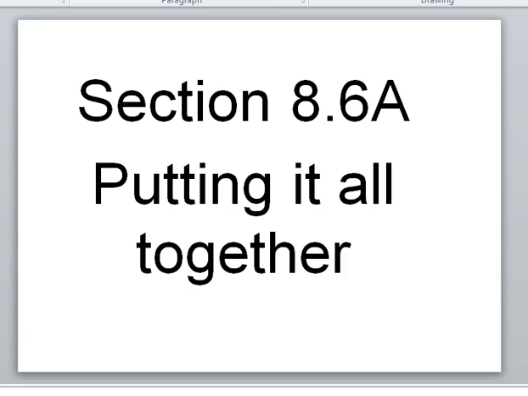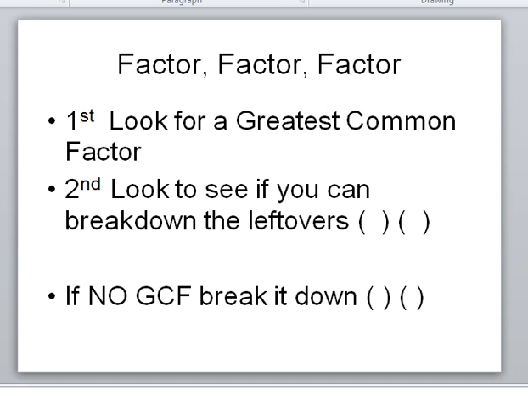Alright, so this time today we're going to be putting it all together. What that means is we are going to go through the steps of factoring. We're going to look for greatest common factors. We're going to break down the leftovers. And if there's no GCF, we're going to break them down anyways.